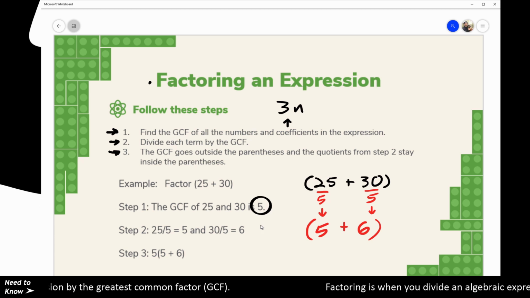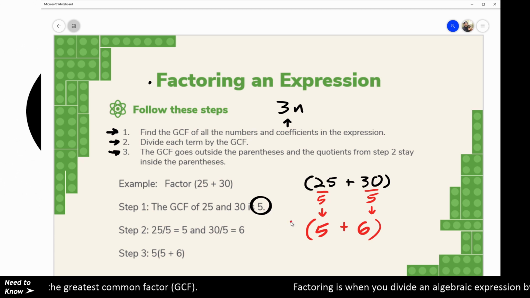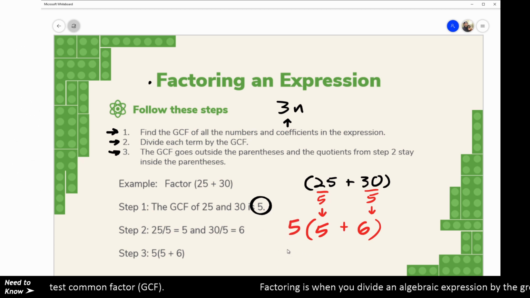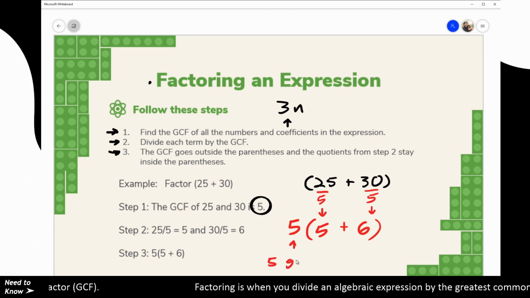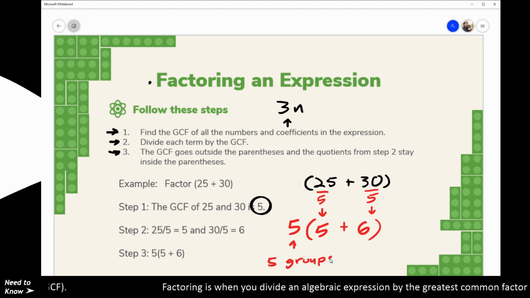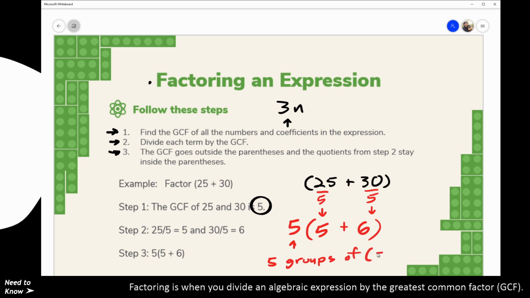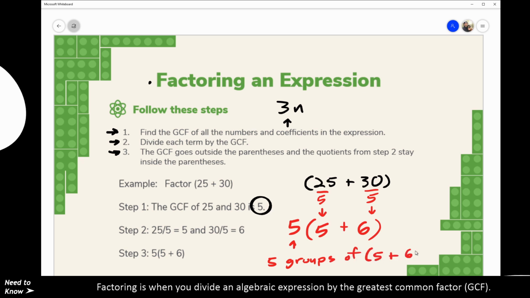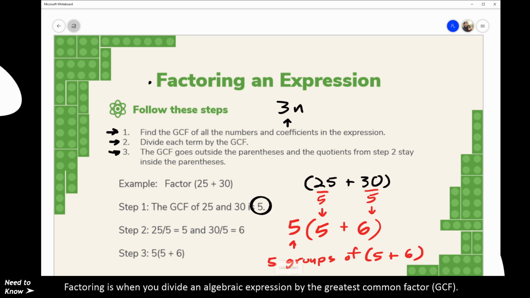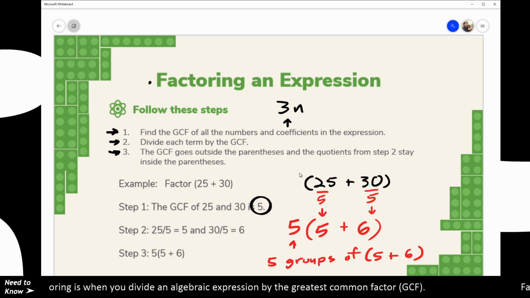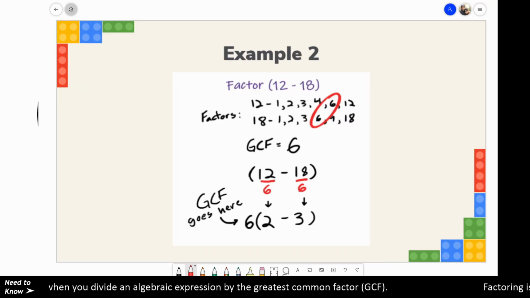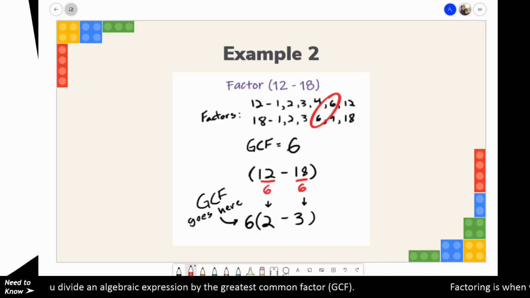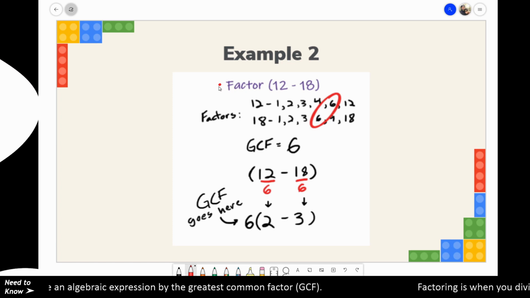Then you take that GCF, and that goes outside the parentheses. Remember what this means. This means I have 5 groups of 5 plus 6. And if I listed all of those out, that would give me 25 plus 30. Let's look at another example. Here I'm factoring 12 minus 18.